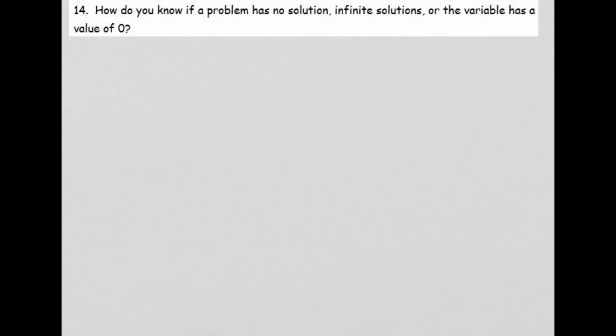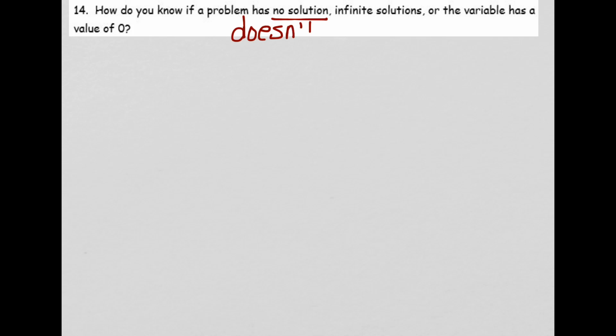How do you know if a problem has no solution, infinite solutions, or the variable has a value of 0? Those are the 4 questions that we just did. We had one solution. That was number 13. The solution was 2. On number 12, it also had one solution, a solution of 0. And then we had one that was all the real numbers and one that was none of the real numbers. So no solution is when it's false. It doesn't make sense.